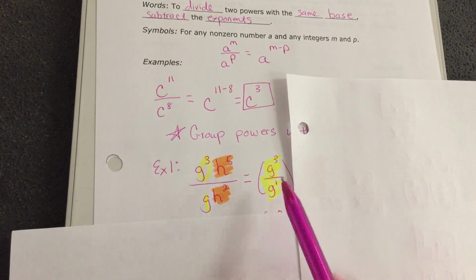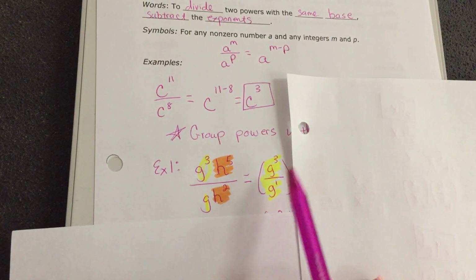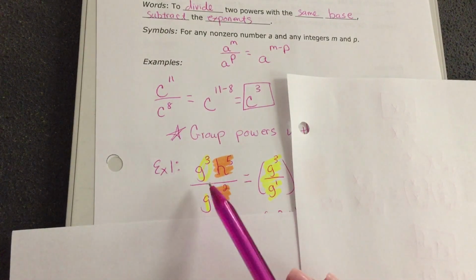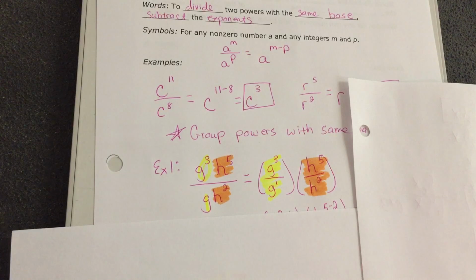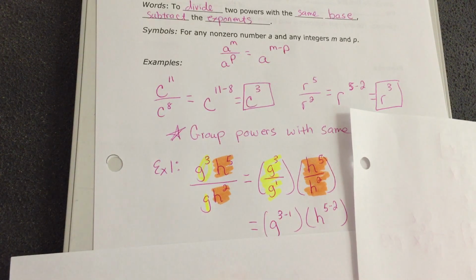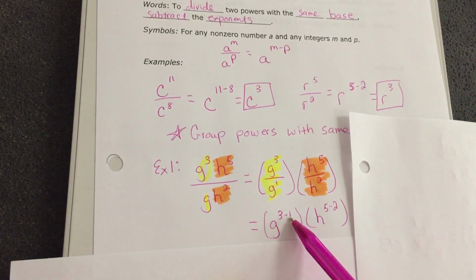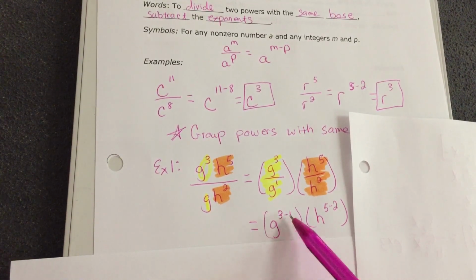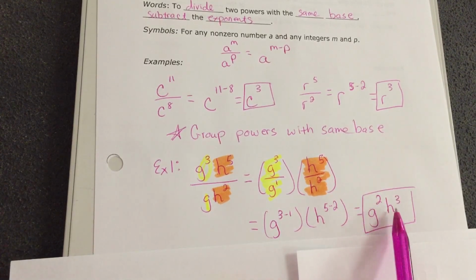So when I talk about separating, I'm just going to write it g cubed over g to the 1, because if it doesn't show the exponent, you have an exponent of 1. And then we have h to the 5th over h squared. Now we're just going to subtract the denominator exponent from the numerator exponent. g, 3 minus 1, and then h, 5 minus 2, which is going to give you g squared h cubed.